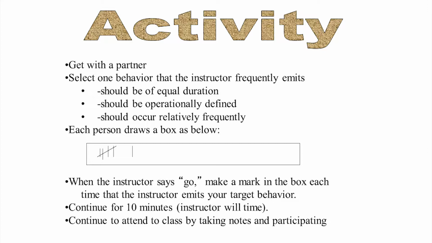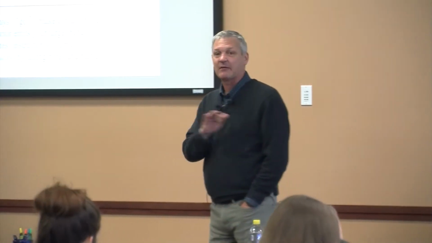You got a little box drawn. We'll run this for 10 minutes. I'm going to set a little timer on my phone to ring after 10 minutes. At that point, we'll stop. We'll continue on the lecture, and then we'll come back to how did that work for you? And then I've got a different way for you to do it the next time. So I'm starting my timer right now. You are collecting data as of right now.